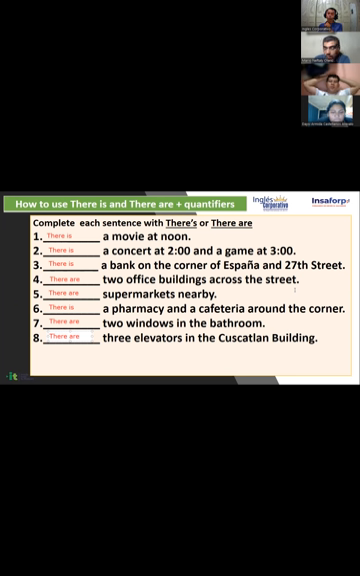There are 2 windows in the bathroom. There are 3 elevators in the Cuscatlán building.